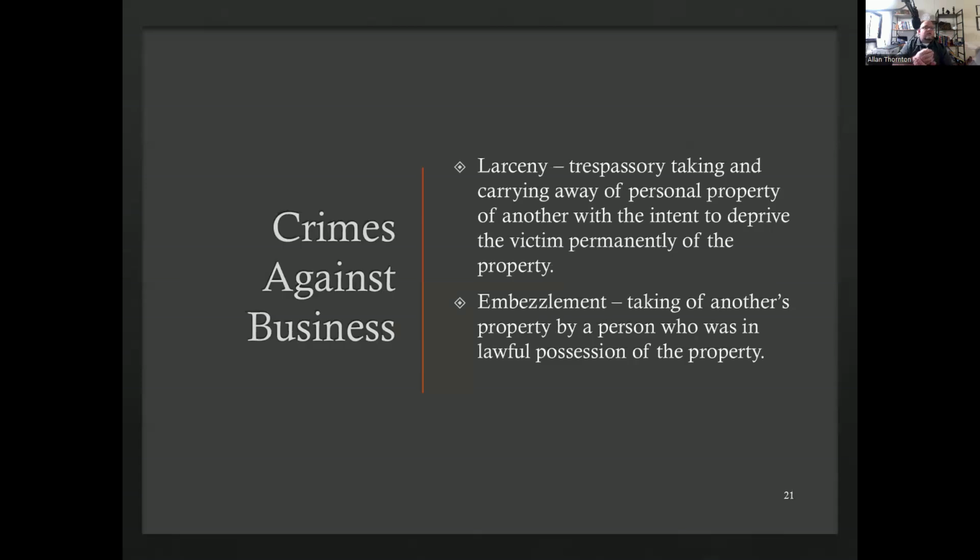Larceny is a trespassory taking and carrying away of the personal property of another with the intent to deprive the victim permanently of the property. Businesses have this happen to them quite a bit. Embezzlement is when someone who is within the business will take something that they were in lawful possession of, but they will take it and convert it to their own use. So, taking another's property by a person who was in lawful possession of the property.